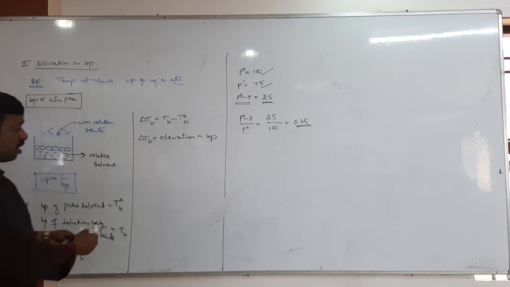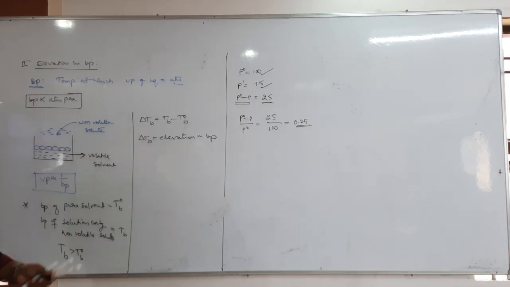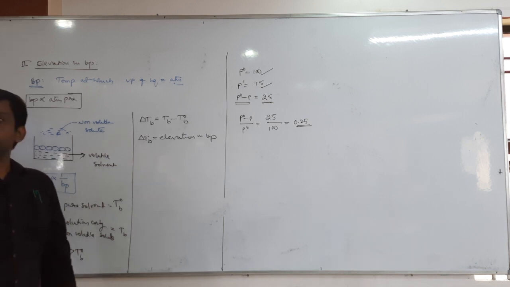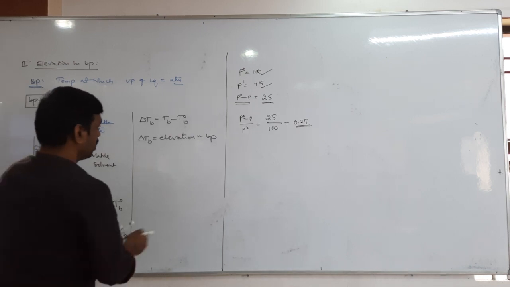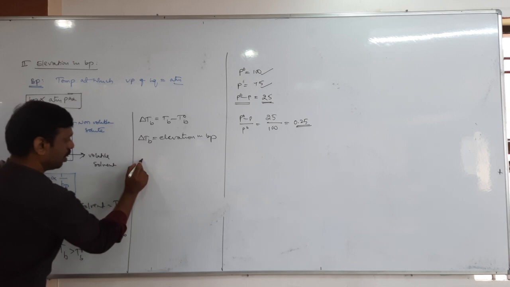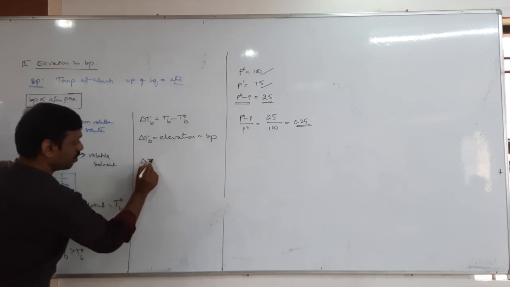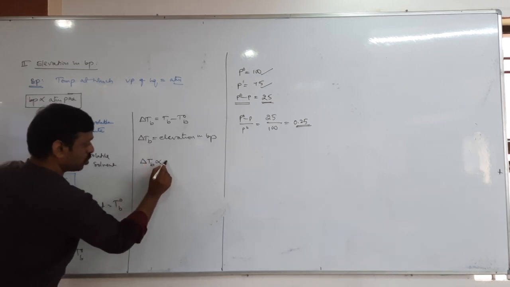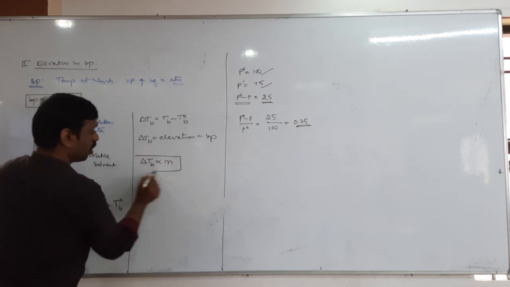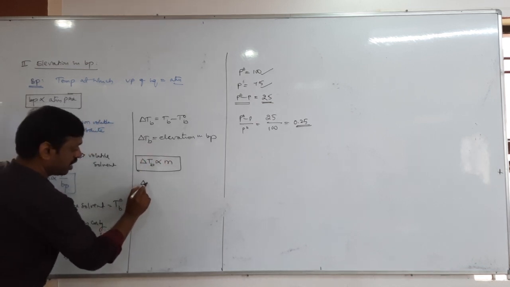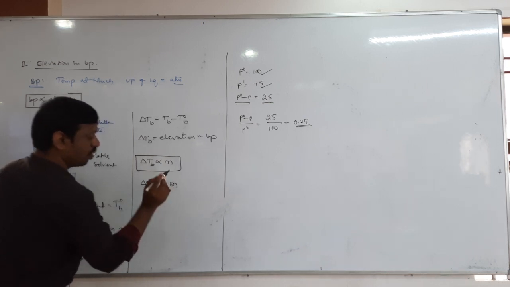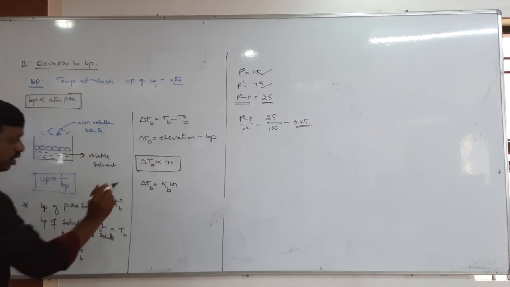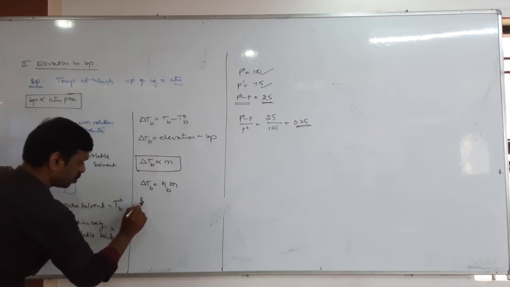Okay, but we know that delta TB is a colligative property. Of course, boiling point itself is not a colligative property, but elevation in boiling point is a colligative property, right? It is practically proved that elevation in boiling point is directly proportional to molality, small m. Therefore, delta TB is equal to Kb into molality, small m.